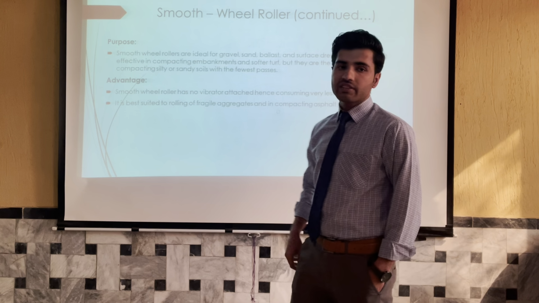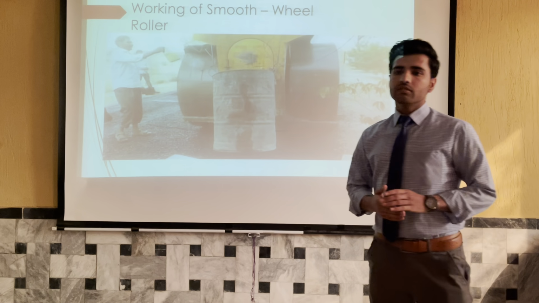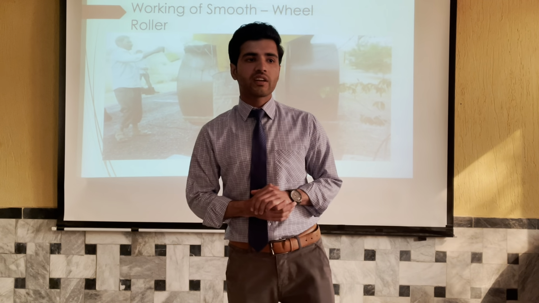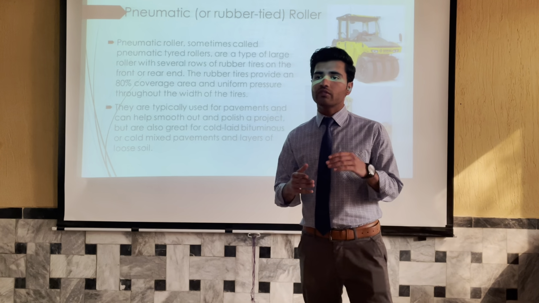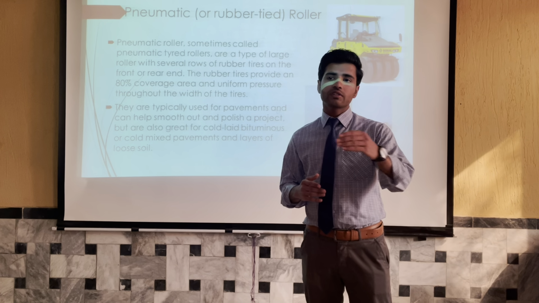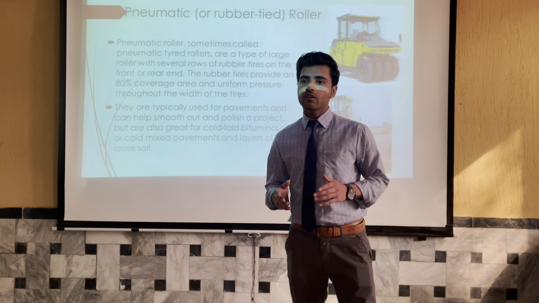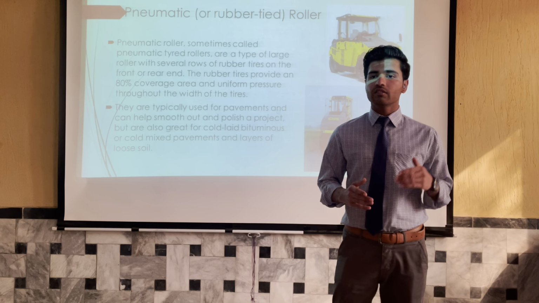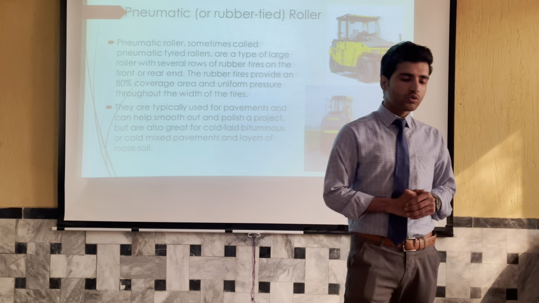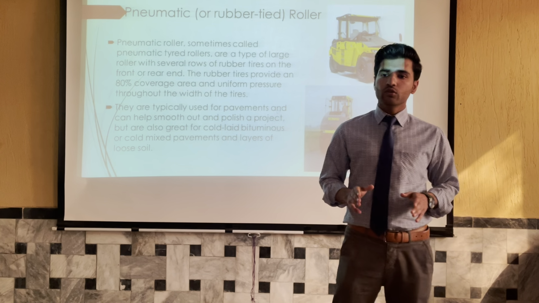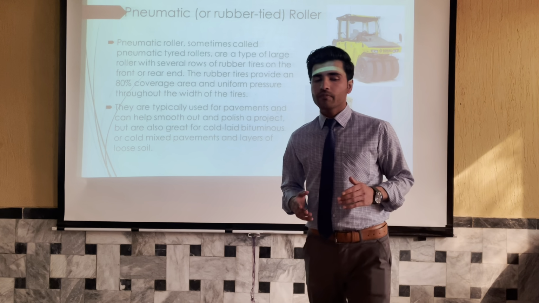The second type of roller is the pneumatic roller, also called the rubber-tired roller. It is a very large roller that uses rows of tires on the front end as well as on the rear side. It covers 80% of the area and gives very smooth and uniform pressure over that width. What are the purposes of using this kind of roller? It is preferably used for fine materials, such as loose soil layers and cold lead bitumens.